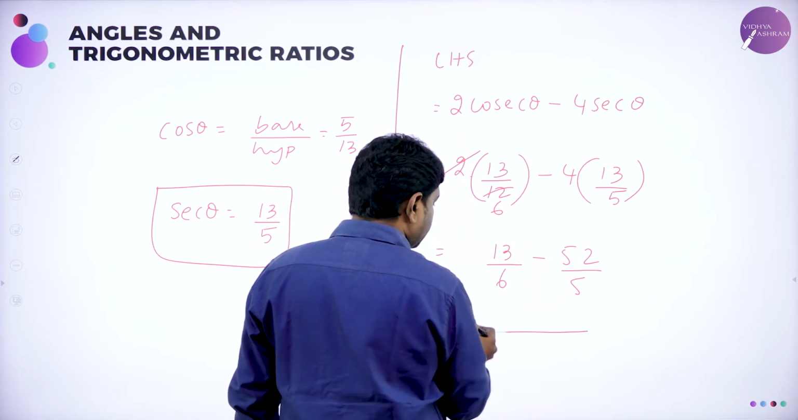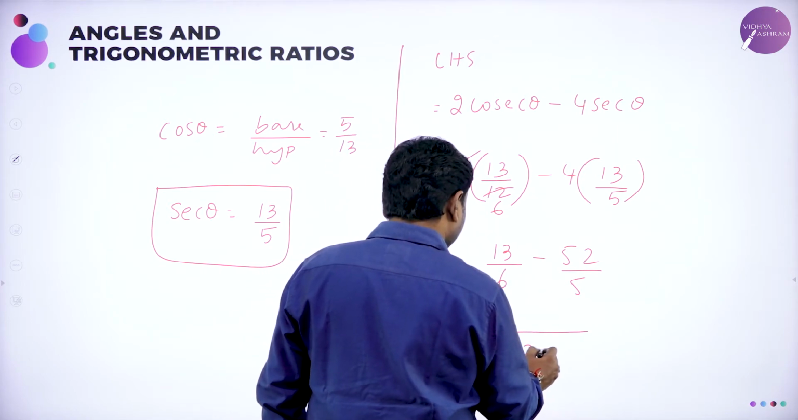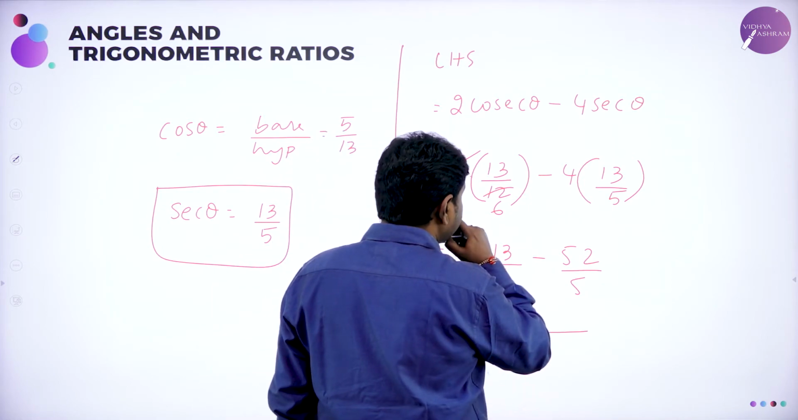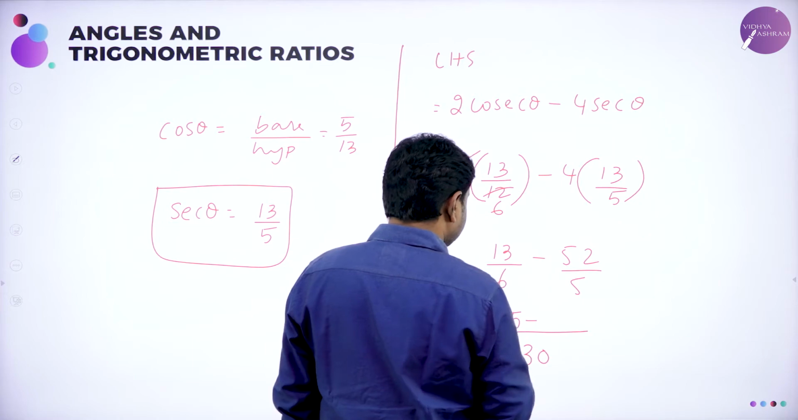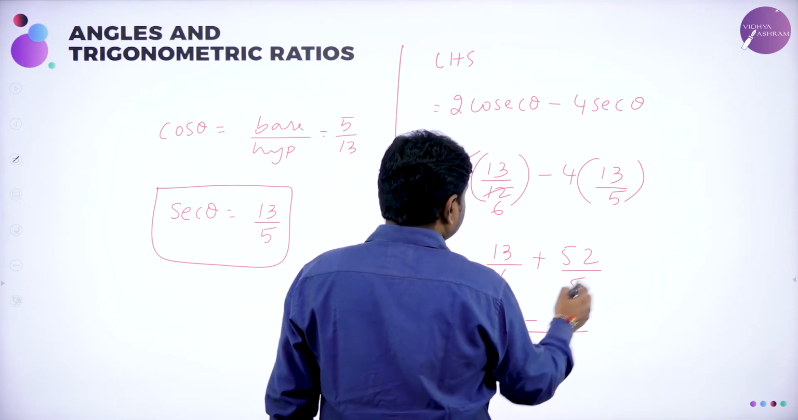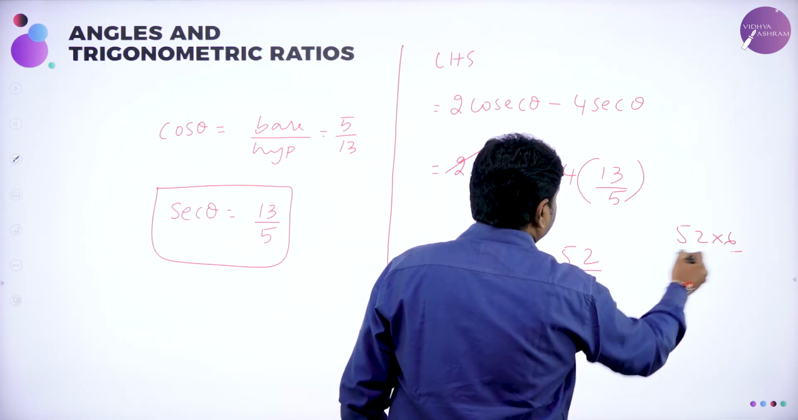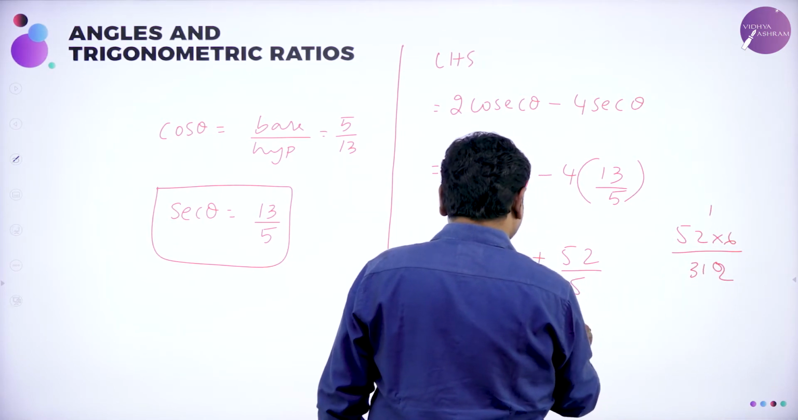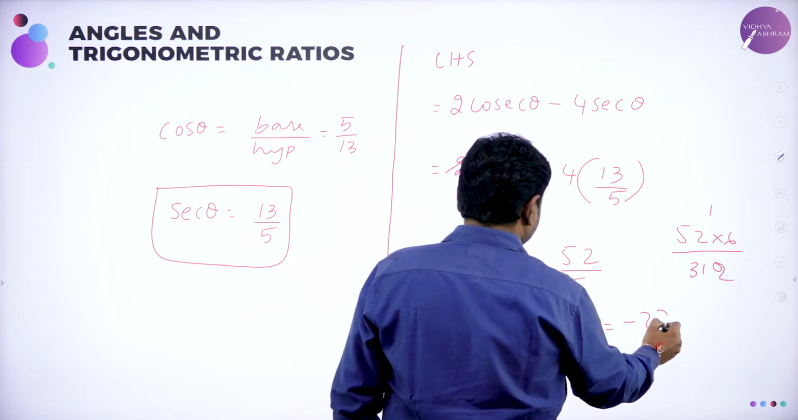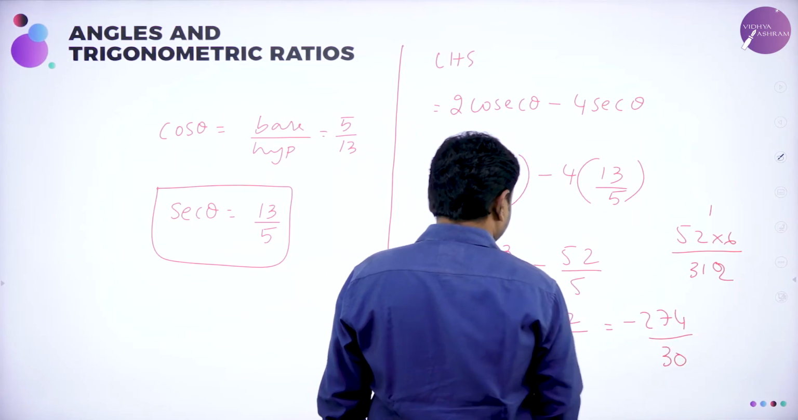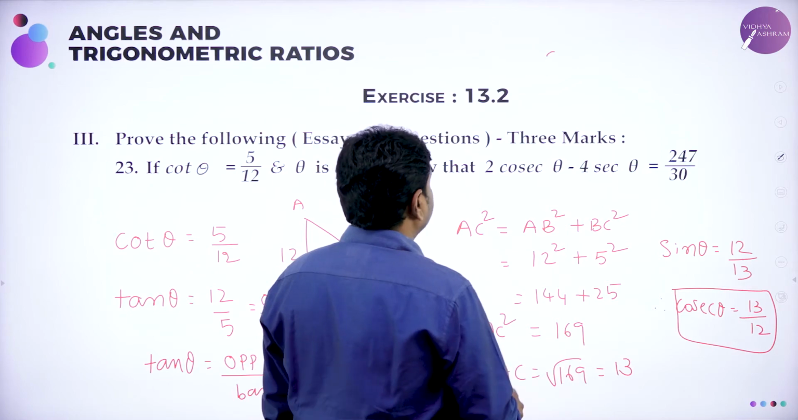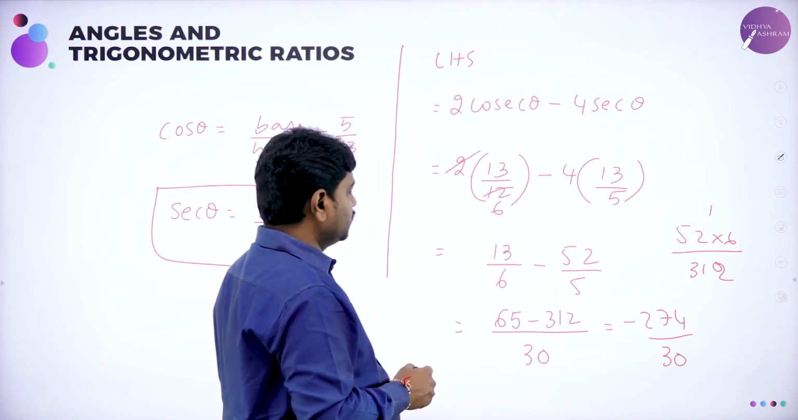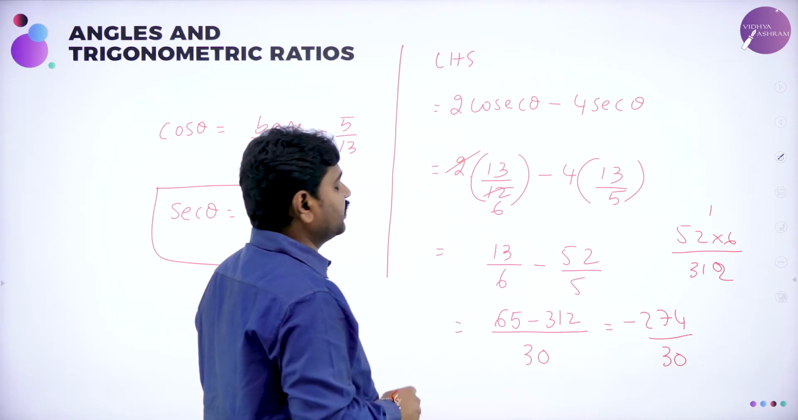So now take LCM. What is the LCM for 6 and 5? 6 5s are 30. So 13 into 5, that is 65, minus 52 into 6, that is 312. So 65 minus 312 gives minus 247 by 30. So this is the value. Theta is acute, so all the ratios are positive, but here we get this, minus 247 by 30 is the answer.